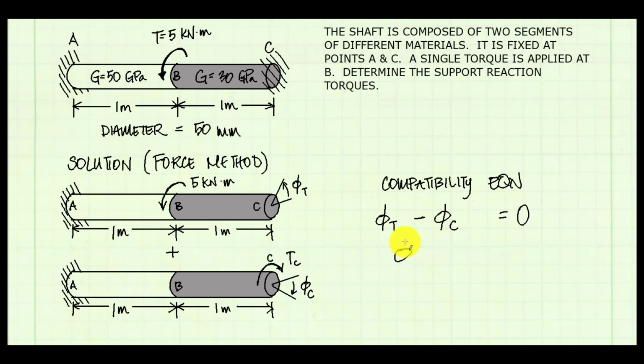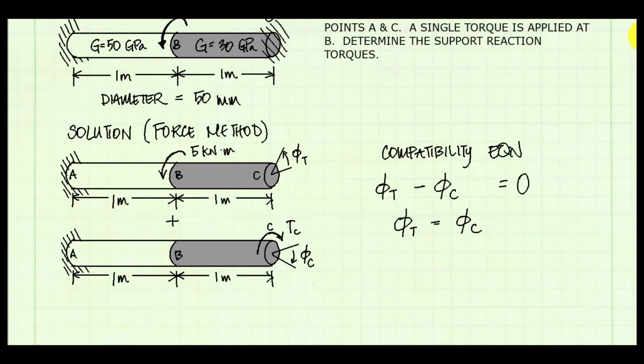Or in other words, phi sub t is equal to phi sub c in magnitude. I can now expand my compatibility equation by inserting the angle of twist formula, which is the angle of twist phi is equal to the sum of TL over JG. First, I will look at phi sub t. In this case, I'm looking at this figure here. Phi sub t is caused by the applied torque of 5 kilonewton meters.